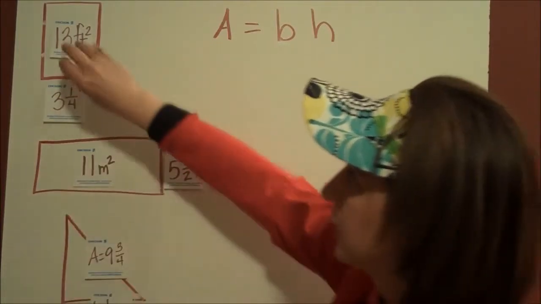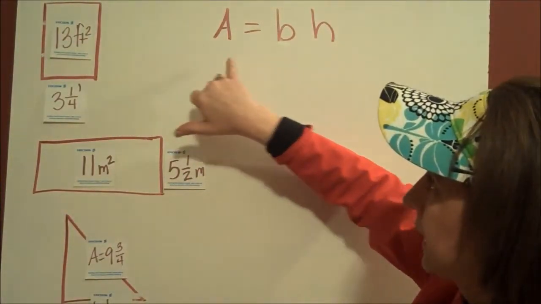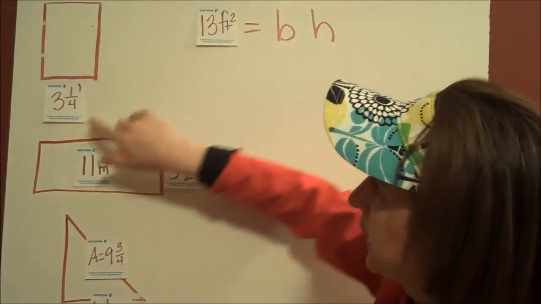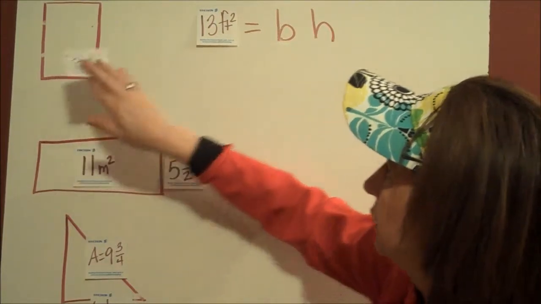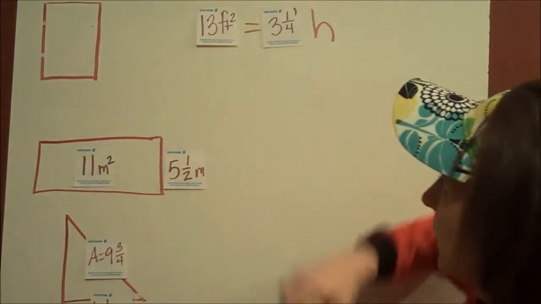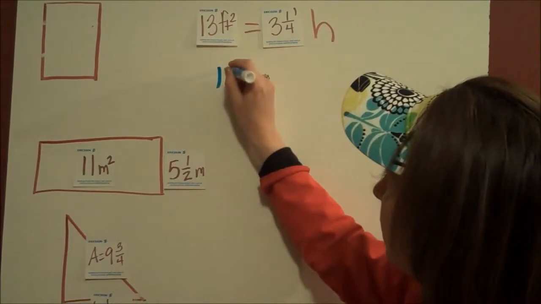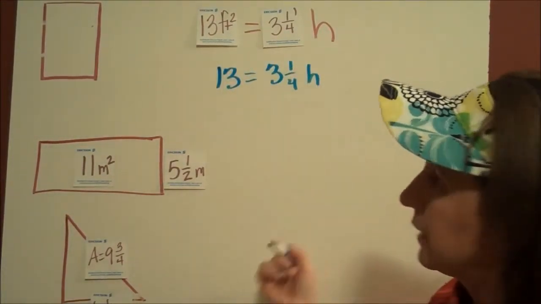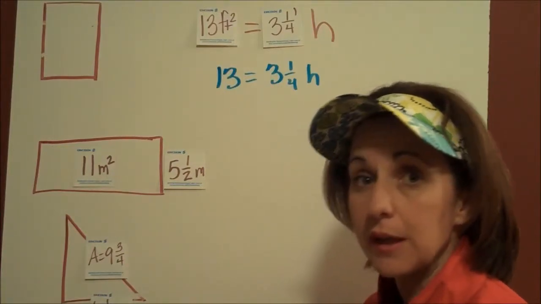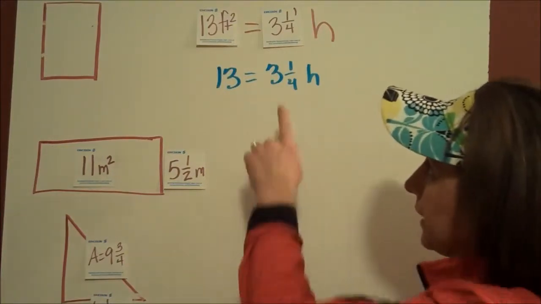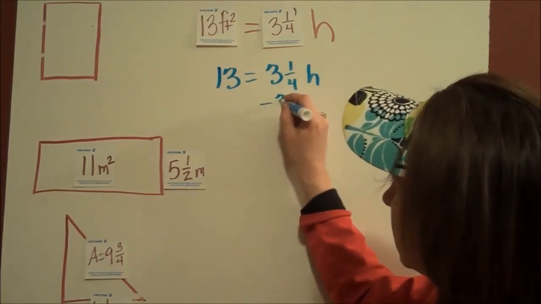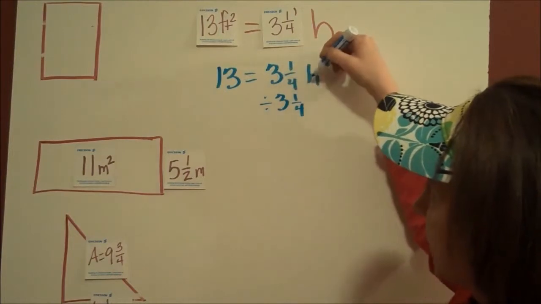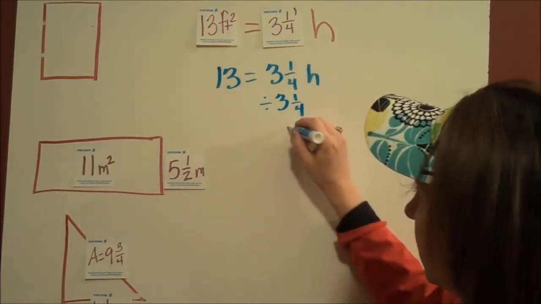we have the area. So, for my first rectangle, instead of A, I'm going to do 13. Instead of B, I'm going to do 3 and 1/4. So now I have this equation, 13 equals 3 and 1/4 H. In order to isolate the variable, I use the opposite operation. The opposite of multiplication is division.